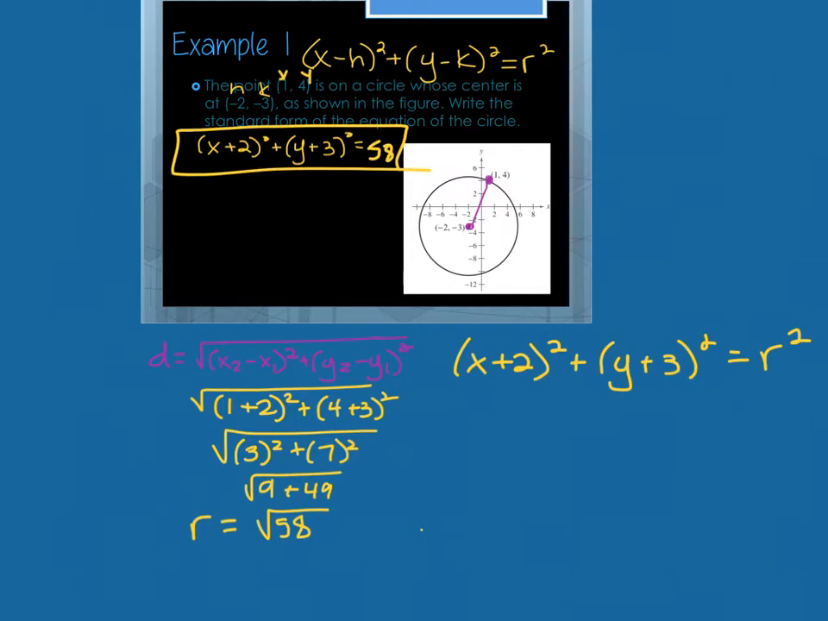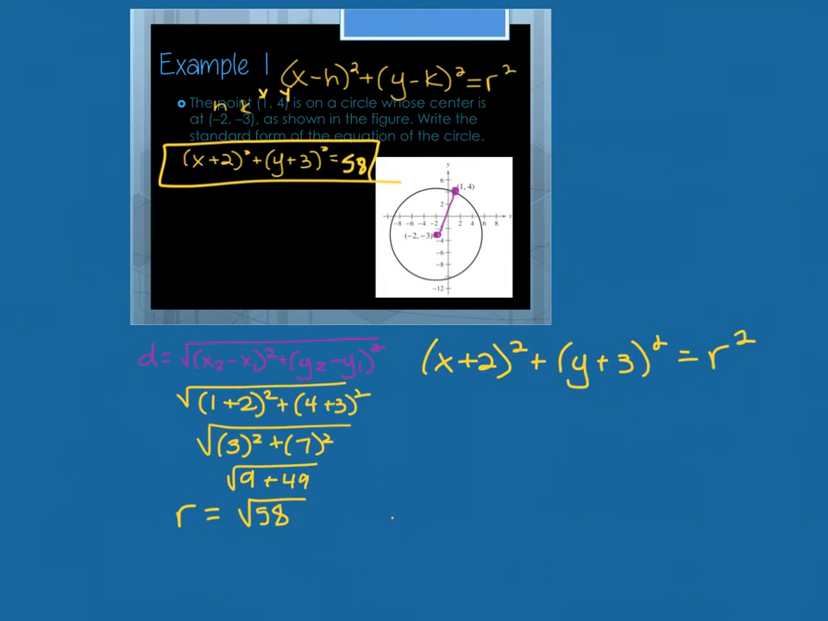You could take the point they gave you, which is 1, 4, and plug it in place of the x and the y. So it would be 1 plus 2 squared plus 4 plus 3 squared equals r squared, and I'd get 3 squared plus 7 squared, 9 plus 49, which is 58. And then I could do the same thing I did. I don't even have to square it because it's already squared. So you could choose either one.